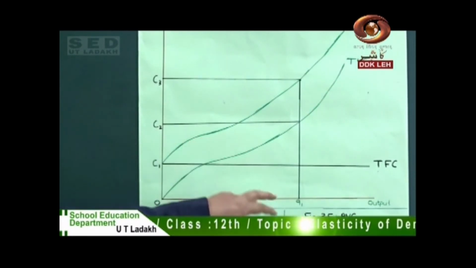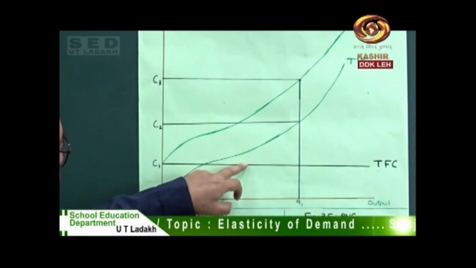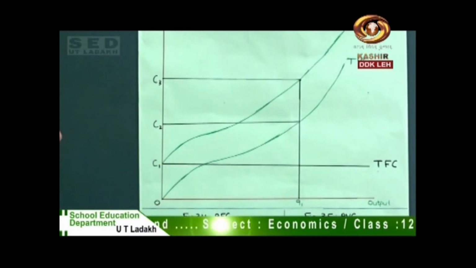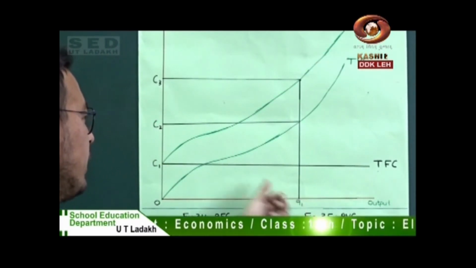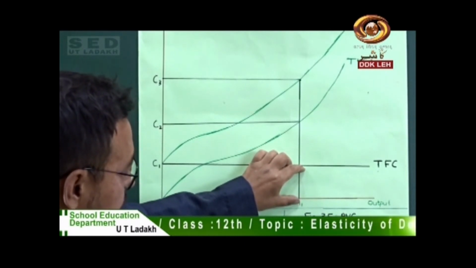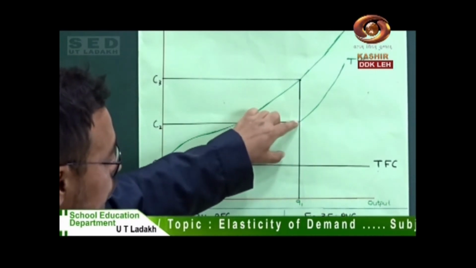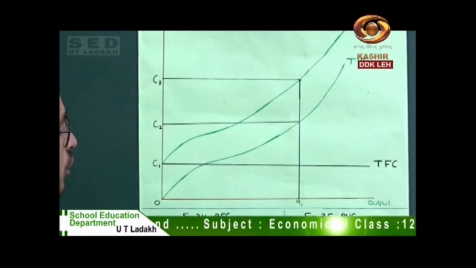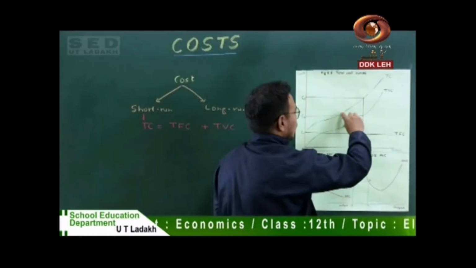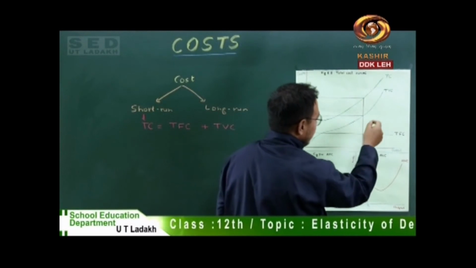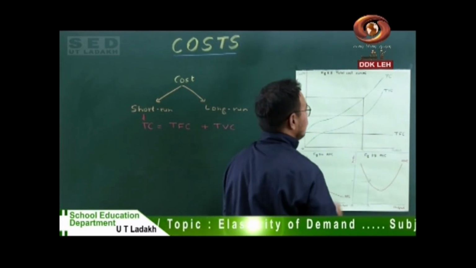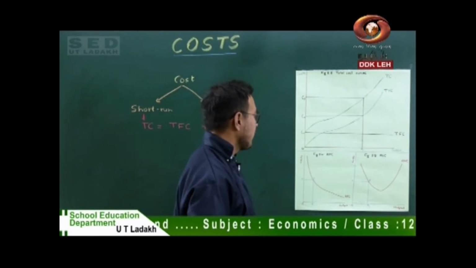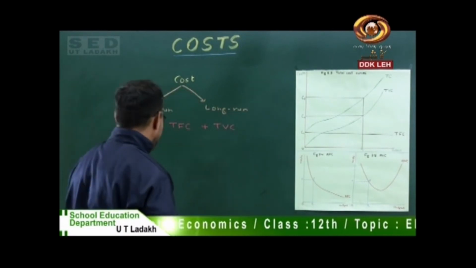Now if I vertically add total fixed cost with your total variable cost, you will be getting this total cost curve. For example, at Q1, at this point, this will be your total fixed cost, and this will be your total variable cost, which is already given. I'm simply vertically adding this component, which at each point is the total fixed cost. So when we vertically add total fixed cost with total variable cost, you get this total cost curve, which is upward sloping.